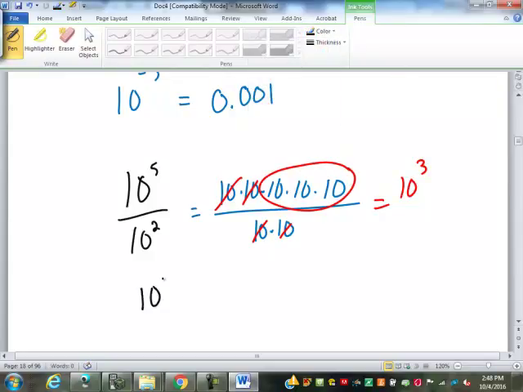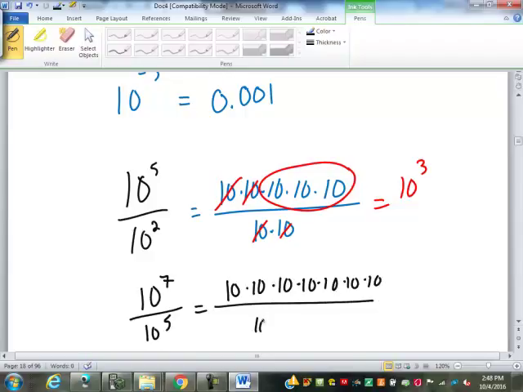If I have 10 to the 7th divided by 10 to the 5th, I've got 7 tens on top, 5 tens on bottom. I'm going to cancel out 1, 2, 3, 4, 5 of them. Somebody said it. What am I left with? 10 to the 2nd. I've got 2 tens left on top, 10 to the 2nd power.